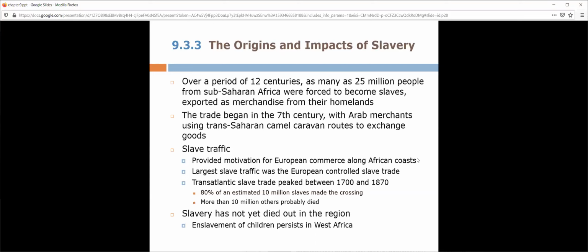They don't work on plantations like they did 150 years ago. Instead, they tend to be home workers, maids, cooks, things along those lines. And then I'm not going to go into it at all, but you do have your child trafficking and your sex trafficking.